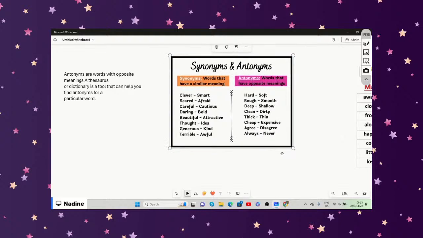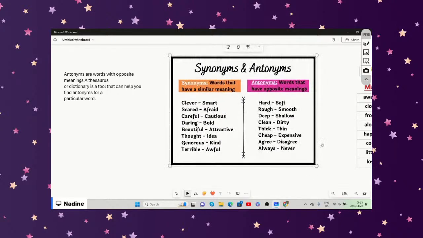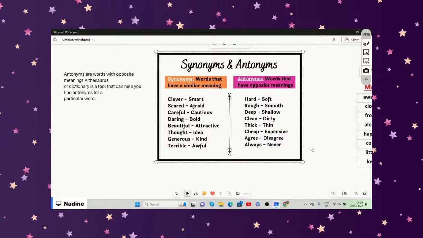Then, if we look at this picture over here, it says synonyms are words that have similar meaning, and antonyms are words that have opposite meaning. If we look at the few examples that we have over here, the first one is words that are similar in meaning, right? You can either say someone is clever or you can say someone is smart, because it basically means the same thing.